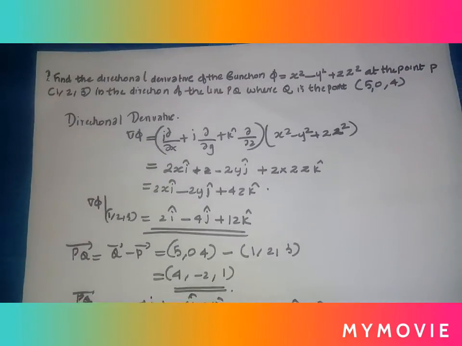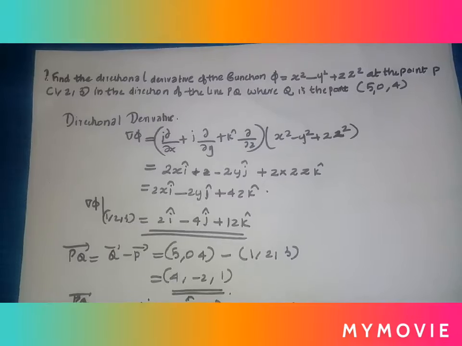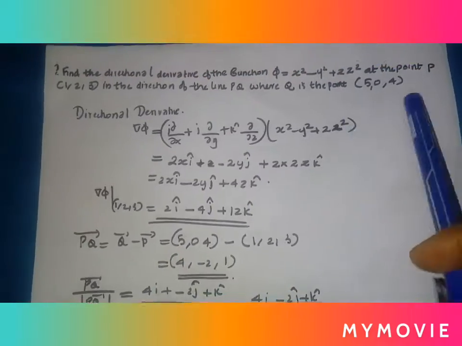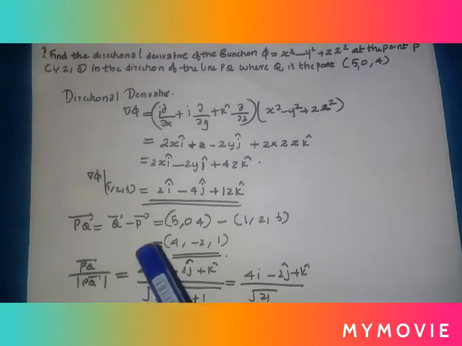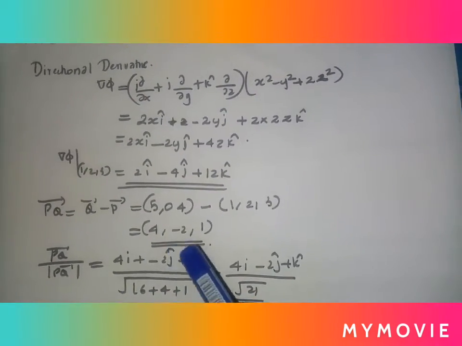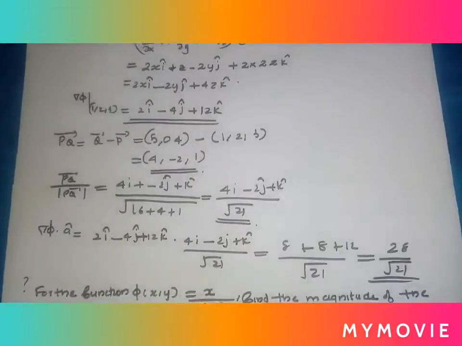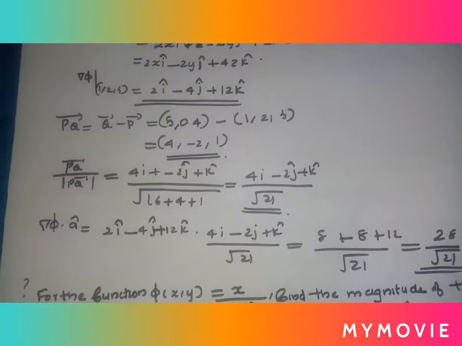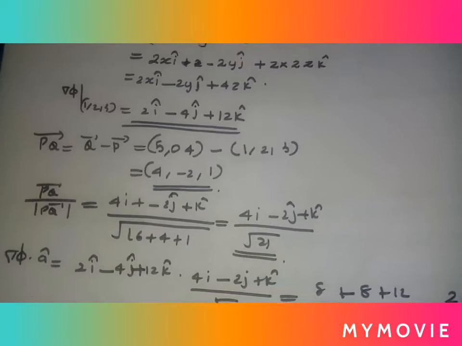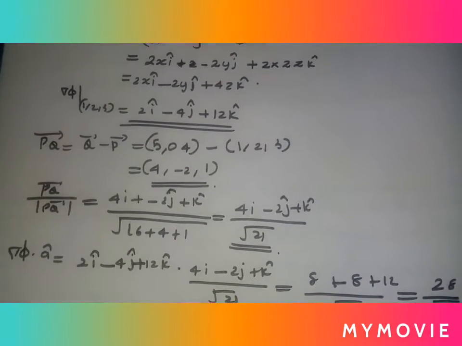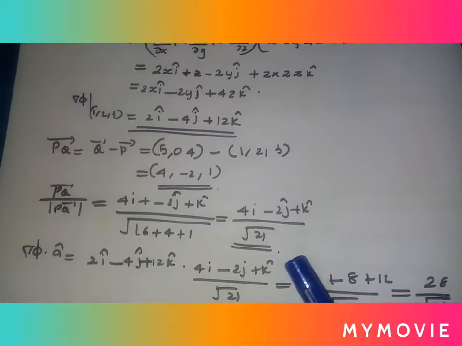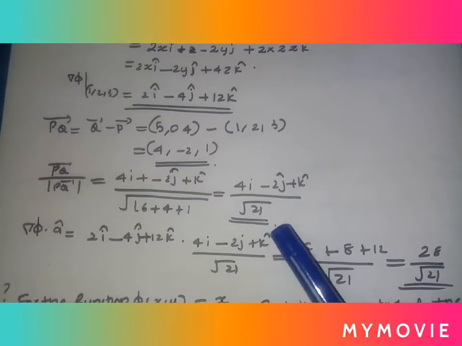In the question, we need the directional derivative along the PQ direction. So PQ is Q minus P. Q and P are given in the question, that is (5, 0, 4) minus (1, 2, 3), which will give you PQ, that is (4, minus 2, 1). PQ cap, that is the unit vector, is PQ divided by mod PQ. So 4i minus 2j plus k divided by under root 16 plus 4 plus 1, meaning the sum of squares of coefficients in the vector. So we get 4i minus 2j plus k divided by under root 21.